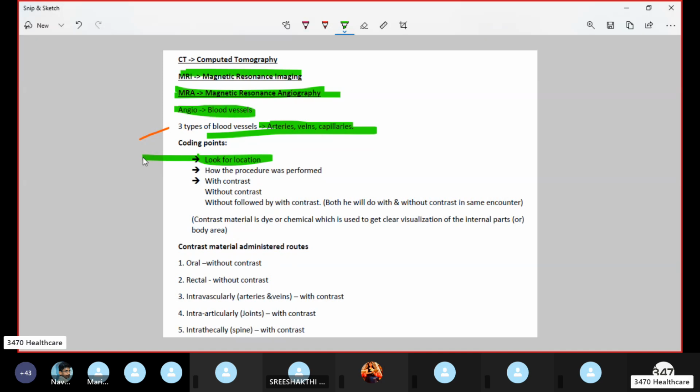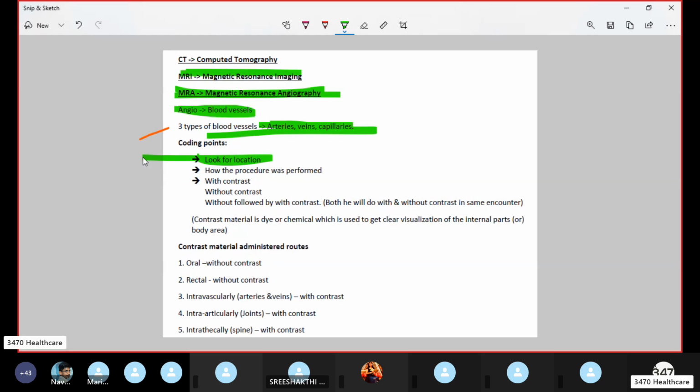What is contrast? Contrast material is a dye or chemical which is used to get a clear picture of the internal parts. That is the contrast. So contrast is the dye or chemical which is used to get a clear picture of the internal parts or body area. That is contrast material.